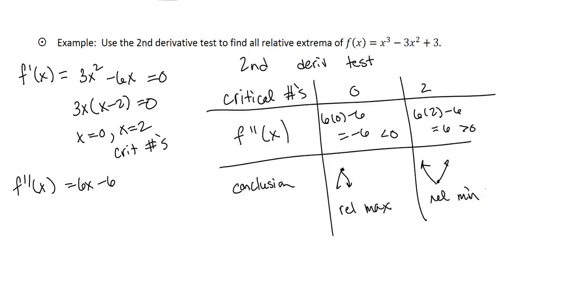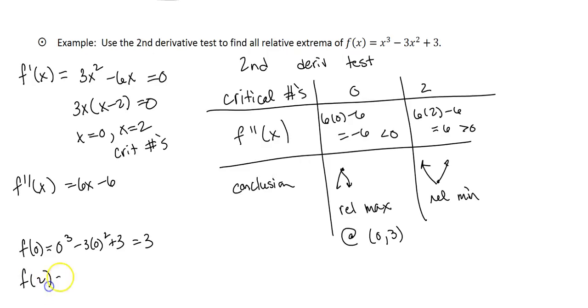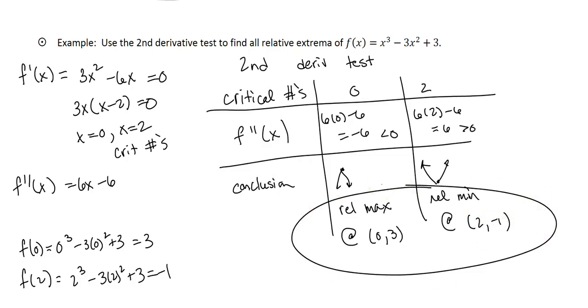And I do need to find f at each of those, so f of 0 would be 0 cubed minus 3 times 0 squared plus 3, which is 3. So we have a relative max at 0, 3. And f of 2 would be 2 cubed minus 3 times 2 squared plus 3, which is -1. So I would have a relative min at 2, -1. So that is my answer. And in this case, the second derivative test worked for the whole function. So that is the second derivative test.